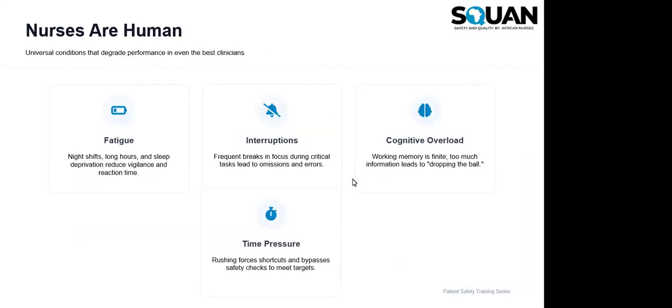So let's move on. Nurses are human, as we've said. There are universal conditions that we need to think about that degrade our performance, even for the best clinicians with the best intentions. As I always tell people when I do trainings, I don't think there's any nurse or doctor or clinician working in the healthcare space who decides, okay, I'm waking up this morning, and my purpose today is to go and look for who I'm going to kill in the hospital. I don't think there's anybody like that, right? People come with the best of intentions, but errors can happen because of these reasons that are on the screen now.